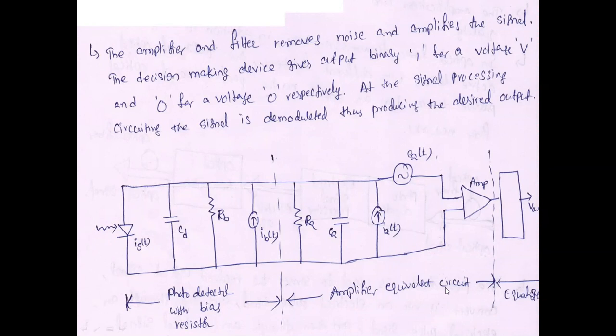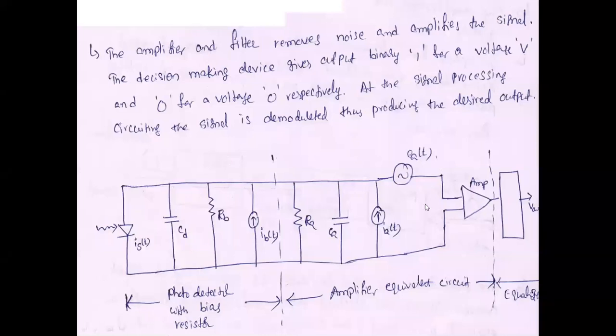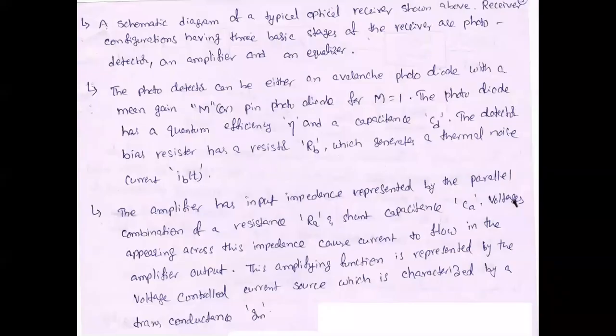But here, see this one. This has four sections: photodetection stage, amplifier filter stage, decision and pulse reshape, and signal processing. But going for the equivalent circuit, this is one stage, this is a second stage, and the last two blocks contain only a single stage in this one. This is a method to design a receiver.